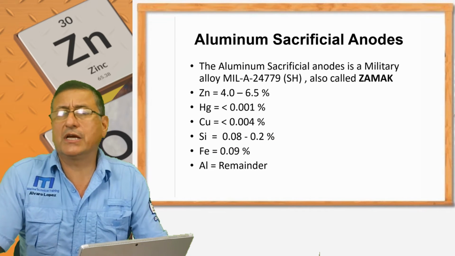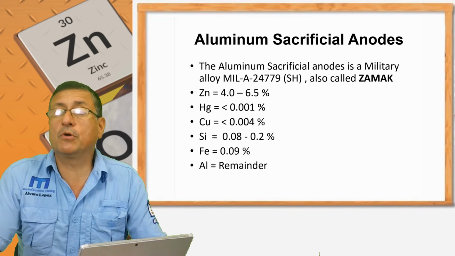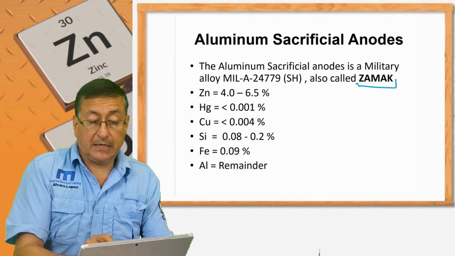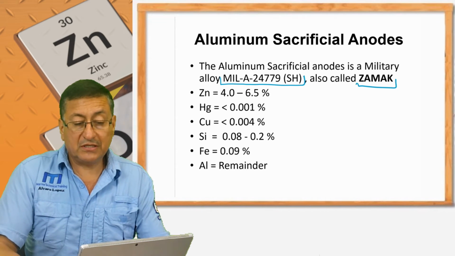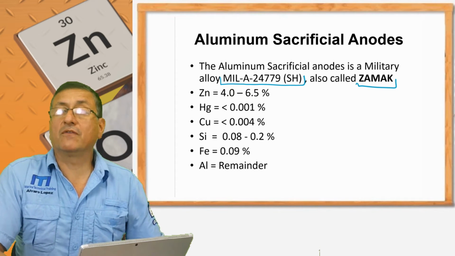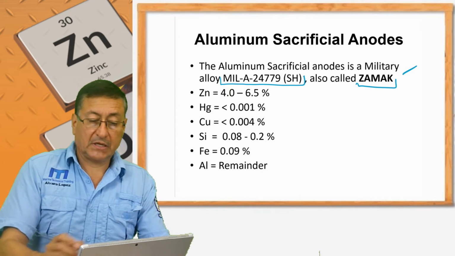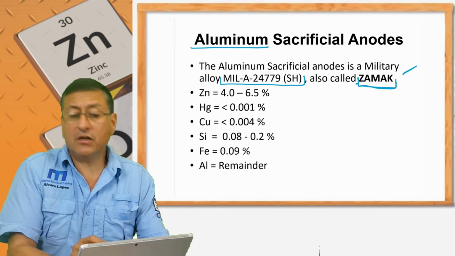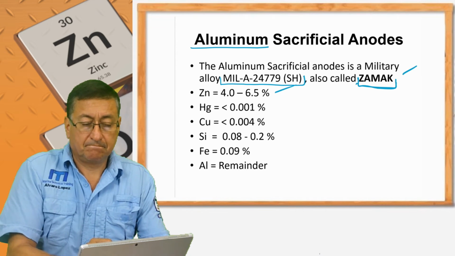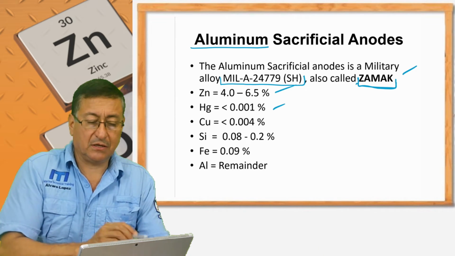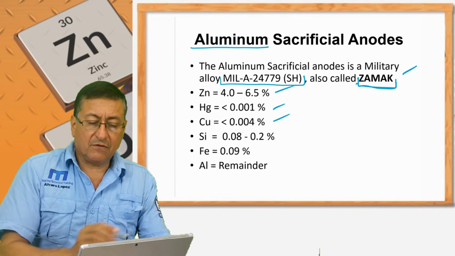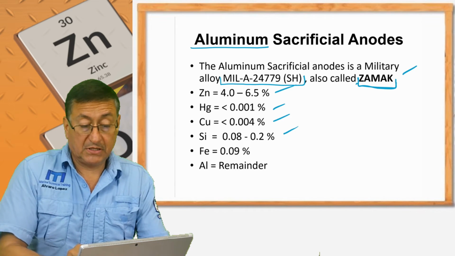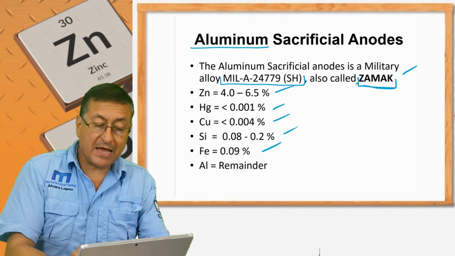For example, we are going to check aluminum sacrificial anodes. The most common alloy is the SAMAC. SAMAC is an aluminum alloy, and its technical name is MIL-A-24779. The content of zinc is between 4 and 6.5%. The content of mercury is a little less than 1000, the content of copper is a little less than 4000, silica is between 0.08 and 0.2%, iron is around 0.09%, and the rest is aluminum.